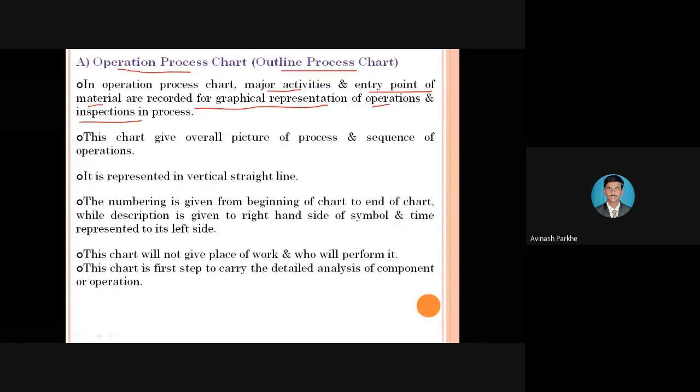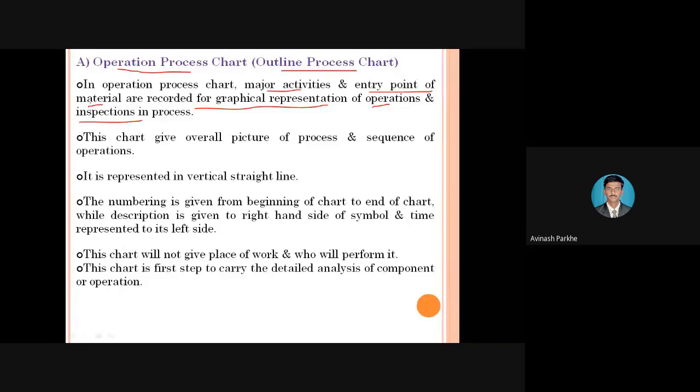We have discussed the 5 symbols: operation, inspection, delay, transportation, and storage. But out of those 5 symbols, there are 2 tasks, operation and inspection. So by using the operation process chart only we can represent the number of operations carried out on that particular raw material and the number of inspection processes carried out on that material. That means storage, delay, and transportation cannot be represented by using the operation process chart. It will only give the outline of the process.